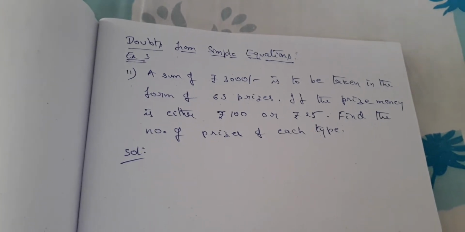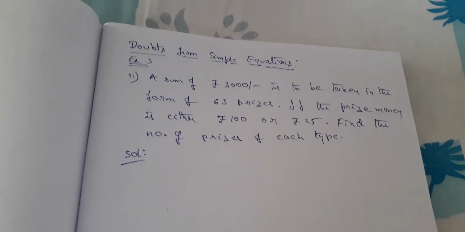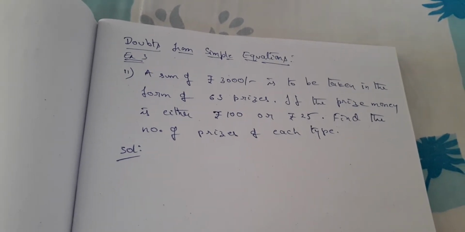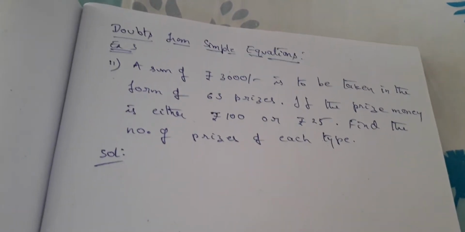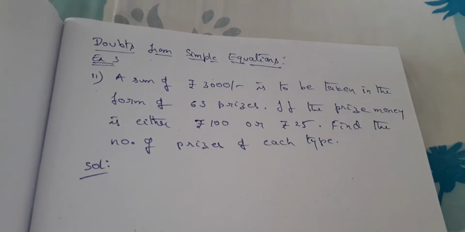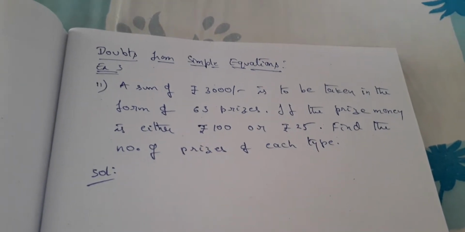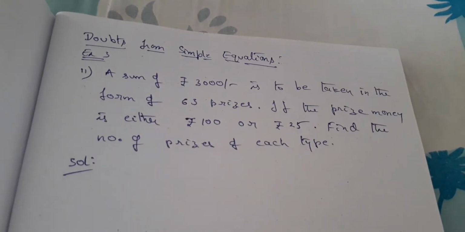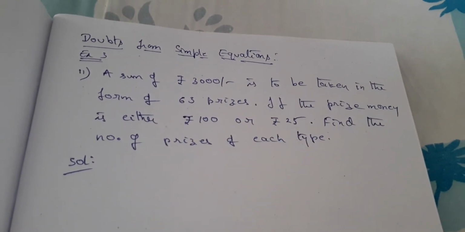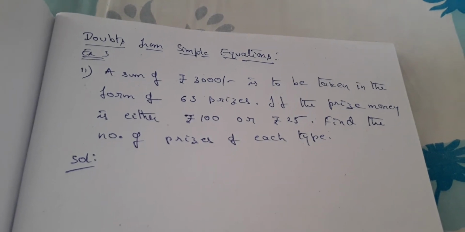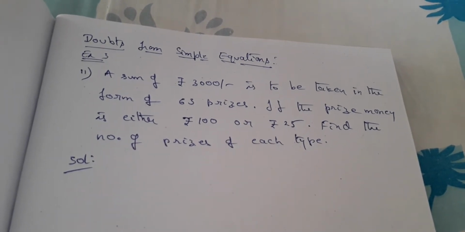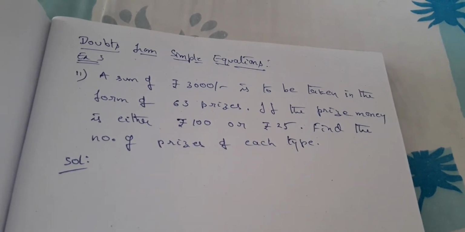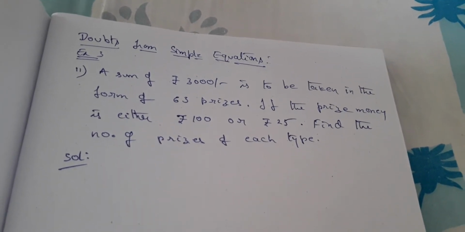Yes, today we are going to conclude this chapter by clarifying the doubts that some of you have in simple equations. Okay, here the problem is in the last exercise, 11th problem. A sum of rupees 3000 is to be taken in the form of 63 prizes. If the prize money is either rupees 100 or rupees 25, find the number of prizes of each type.